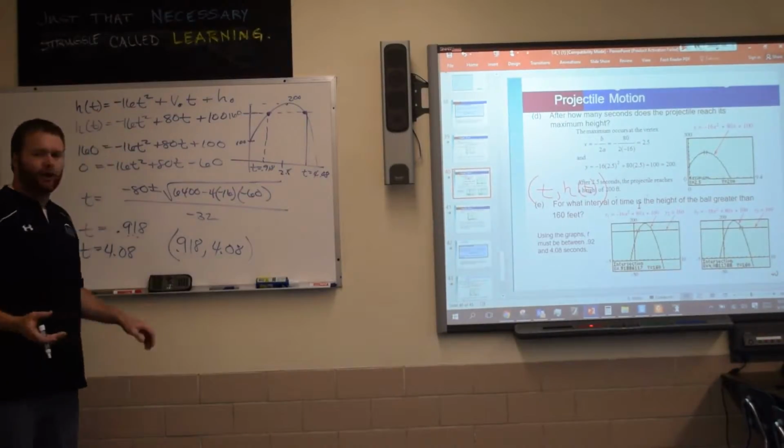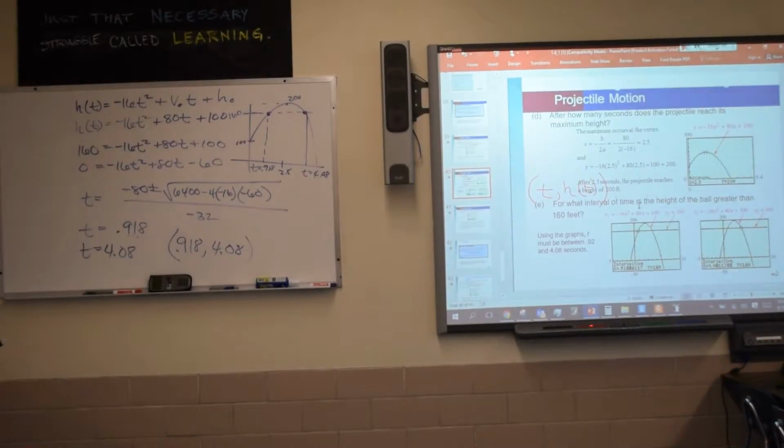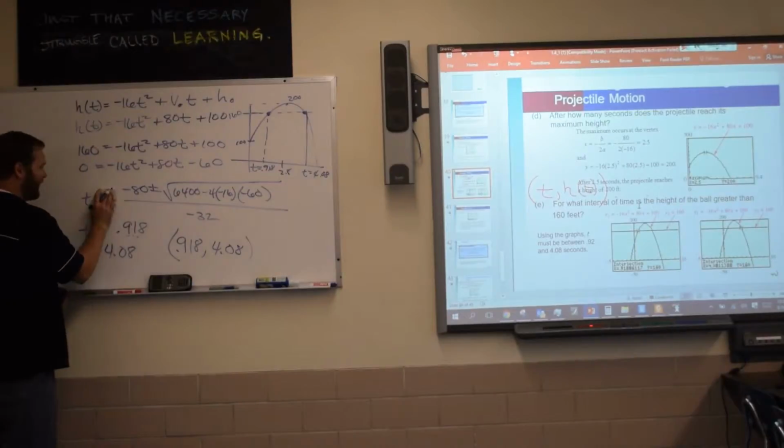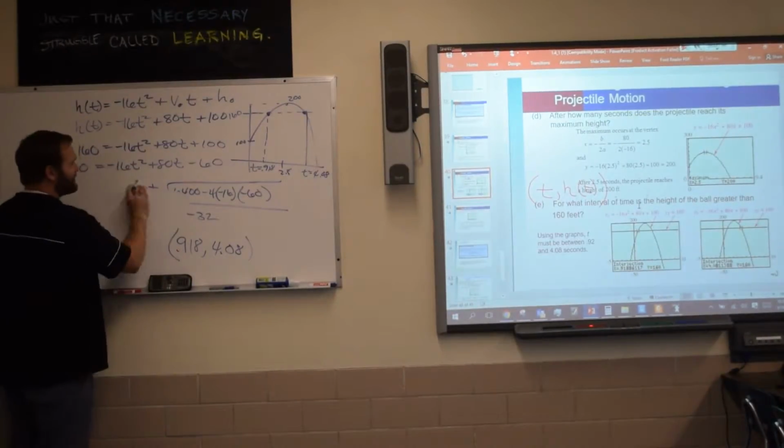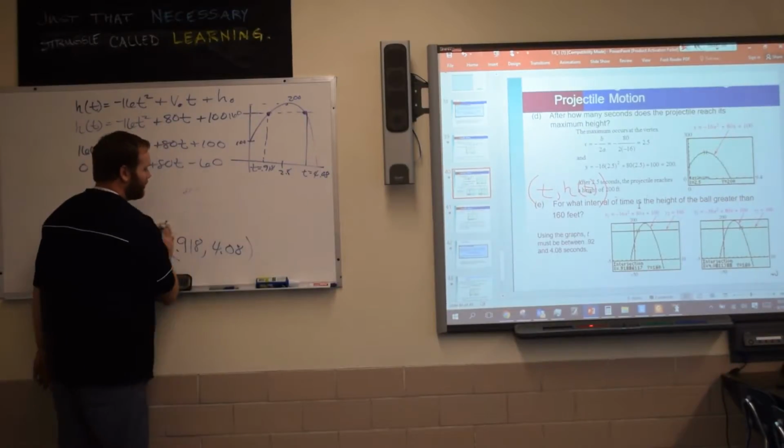When does this thing hit the ground again? Okay, and we've already done something like this. I think those two questions are harder: finding the vertex and finding when it's at 160. The next thing is they're going to say, when does this thing return to the ground?